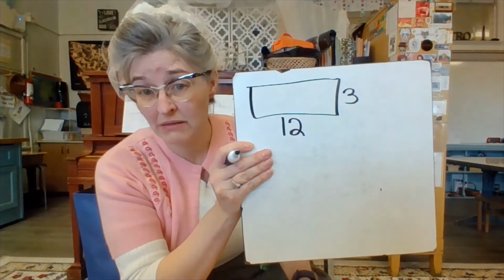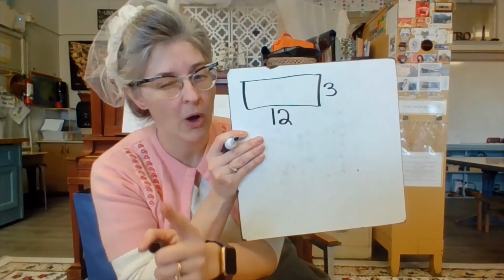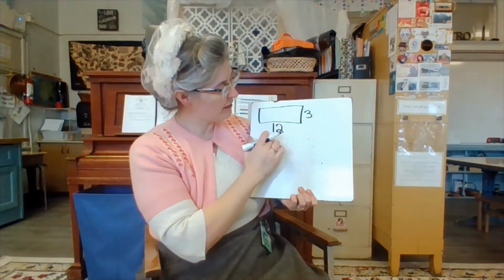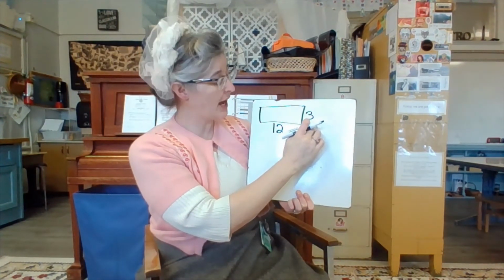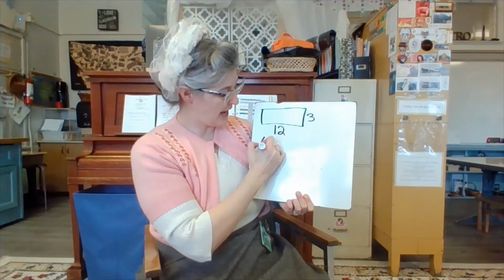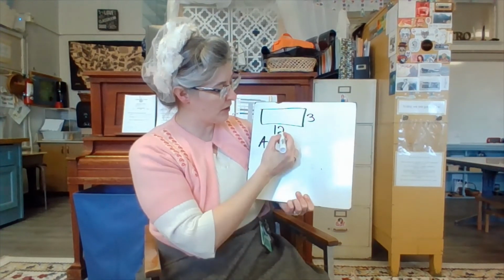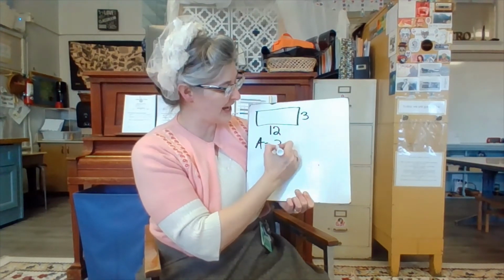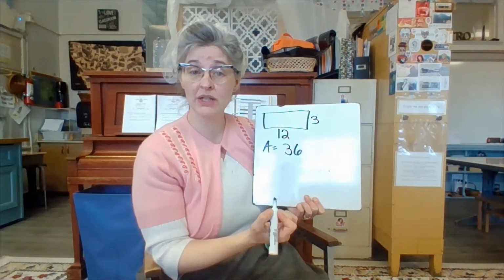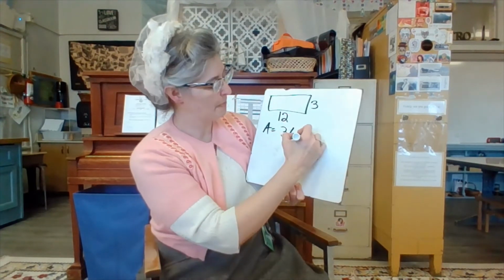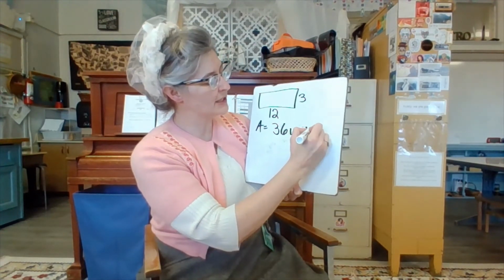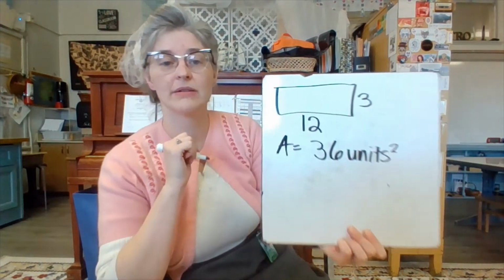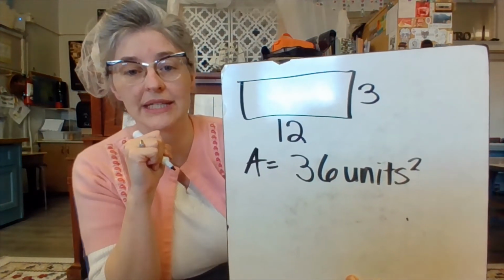Now, if you don't know what a label is, maybe it just gives you a shape, and for some unknown reason, it only gives you the numbers and you don't know what the measurement is, still always label. 12 taken 3 times, area is going to equal 12 times 3, which is 36. I don't know what the units are. Oh, I just used the word unit. Units squared, or square units.